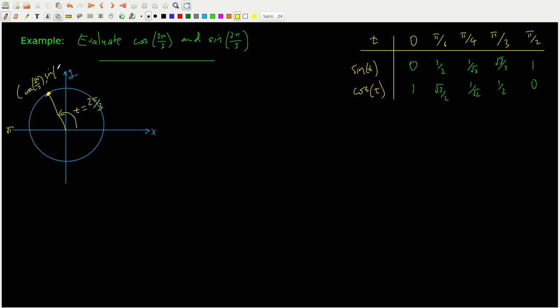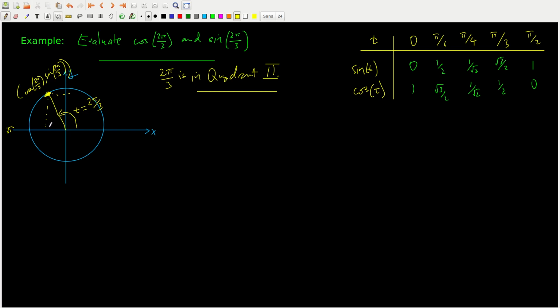I can't write small enough to get this in, but cosine of 2 pi over 3 is the x value. Sine of 2 pi over 3 is the y value here. You can see the x value is negative. The y value is positive though. And that's because 2 pi over 3 is in quadrant 2. And we just decided that in that region, cosine is negative, sine is positive.